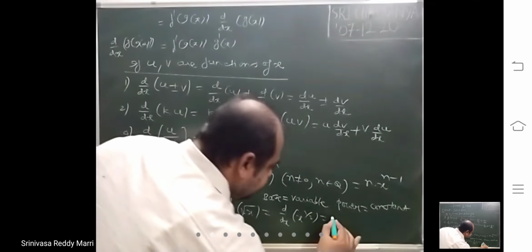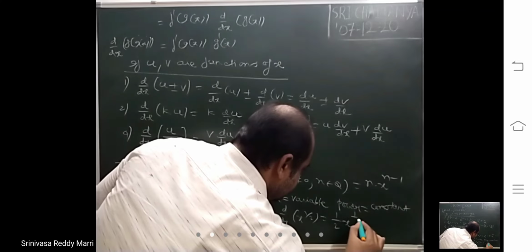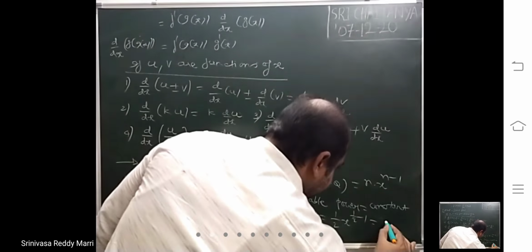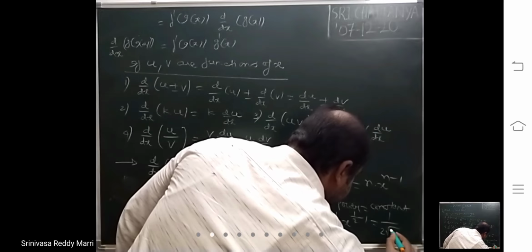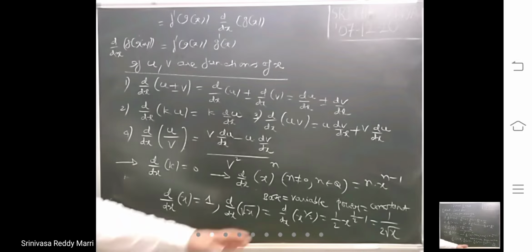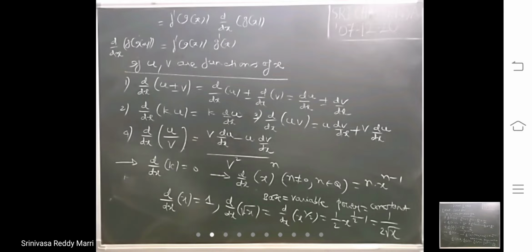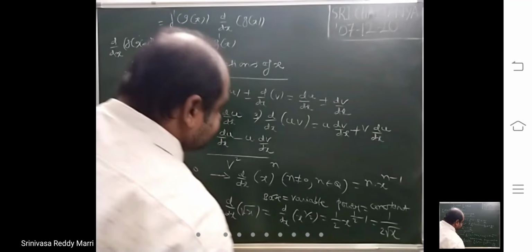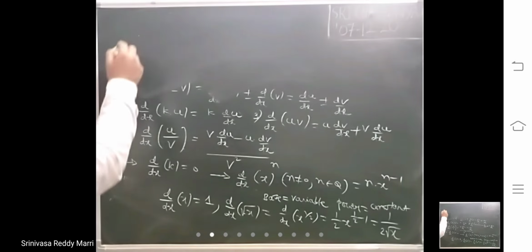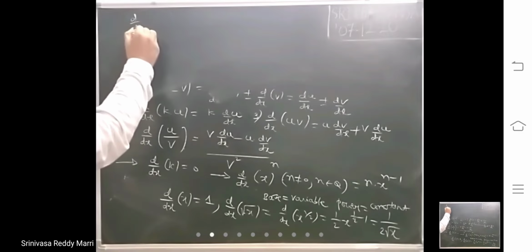This is nothing but n into this. That means this is minus 1 by 2. Always remember this. Whenever you got root x, root of some variable, 1 by 2 root x will be the derivative, direct formula. So don't write like this; directly write 1 by 2 root x. Whenever you got that, the formula is 1 by 2 root x.